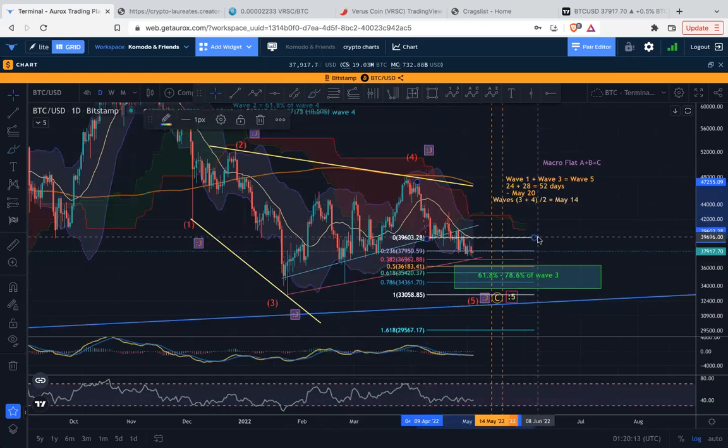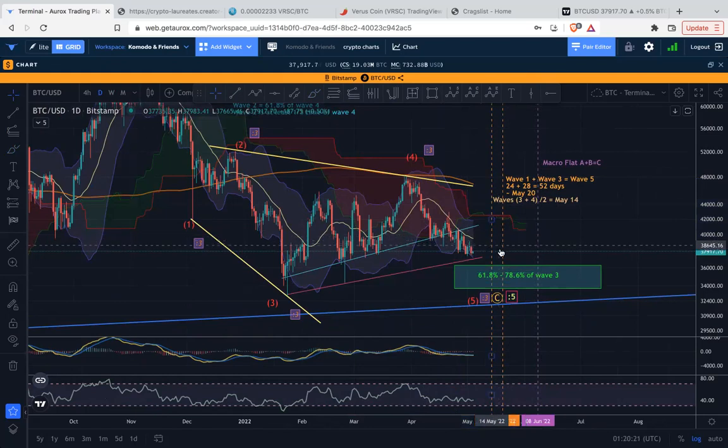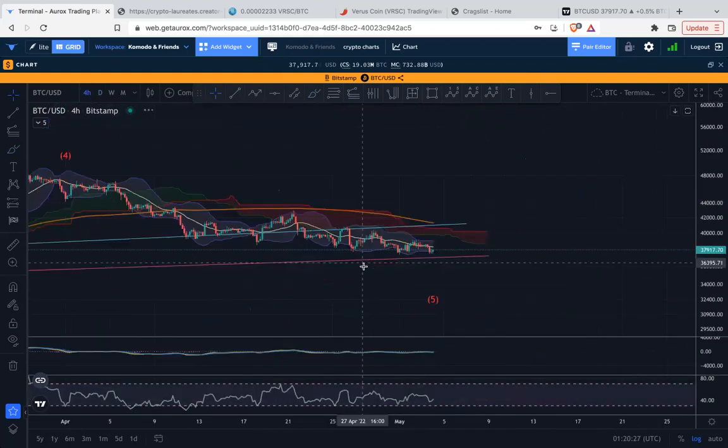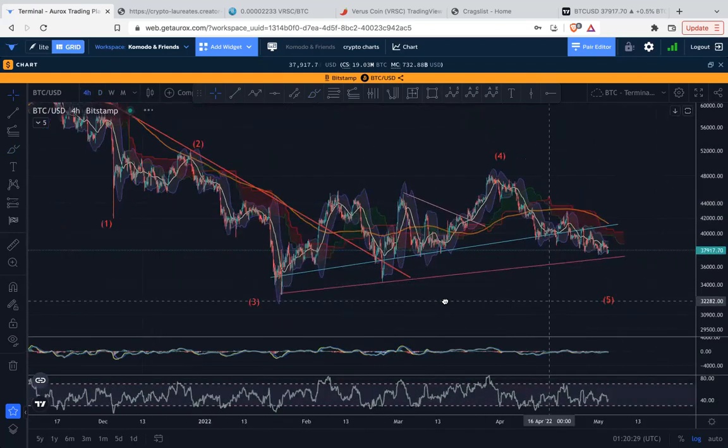Anyway, that's it for on daily. And then we're just going to quickly look. So that's that. We will look at the 4-hour just to get an idea of the momentum and where we are.